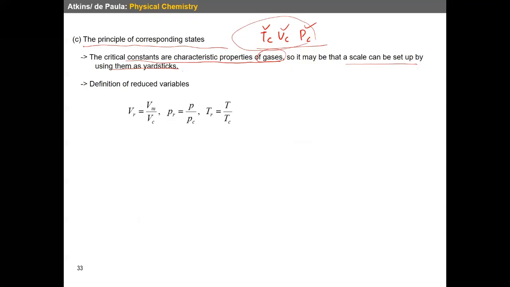So we want to use this kind of value for the equation of state, for example, the van der Waals equation. So we will define these reduced variables with this critical point. The reduced volume will be defined, this is just a definition, as VR equal to VC over Vm, the reduced variable PR equal to PC over P, and the reduced variable TR equal to TC over T.